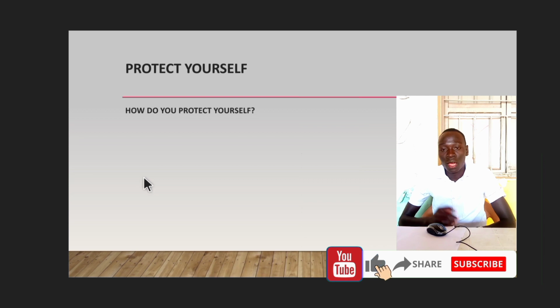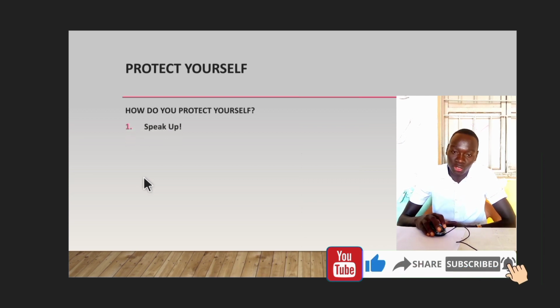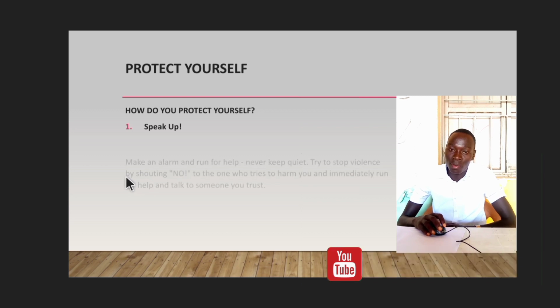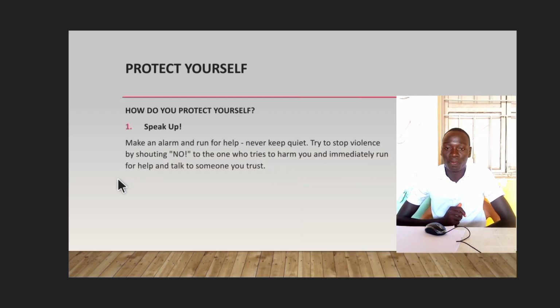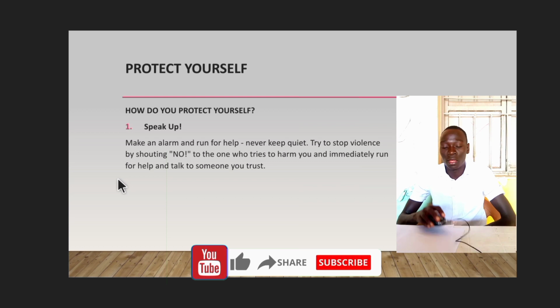Now, protection tips. How do you protect yourself? The first thing you should do is speak up. Make an alarm and run for help. Never keep quiet. Try to stop violence by shouting no to the one who tries to harm you, and immediately run for help and talk to someone you trust.